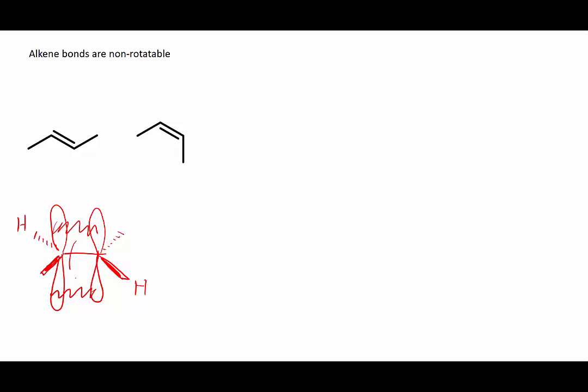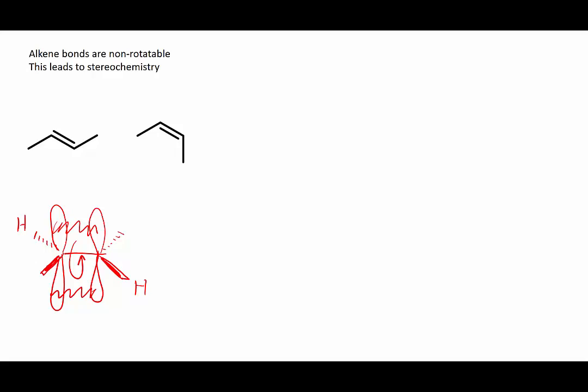Now if we rotate along this bond, we're going to move these p orbitals out of plane with each other, which means we would end up breaking the bond. So at room temperature, alkenes are non-rotatable. We would have to break that bond to rotate them. Because alkene bonds are non-rotatable, we have stereochemistry. These two molecules that we've drawn are different.